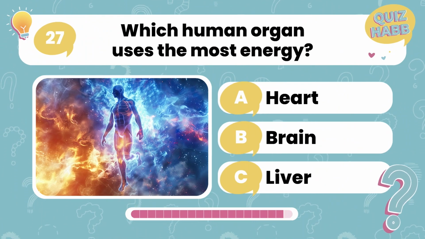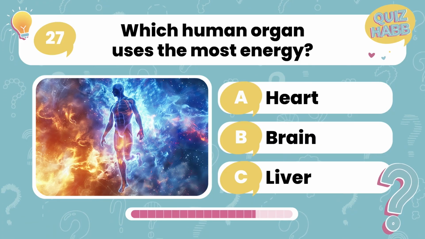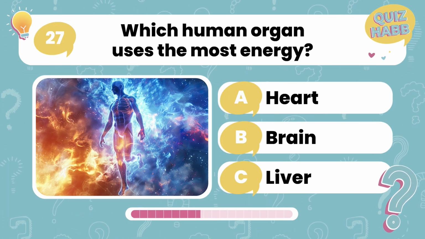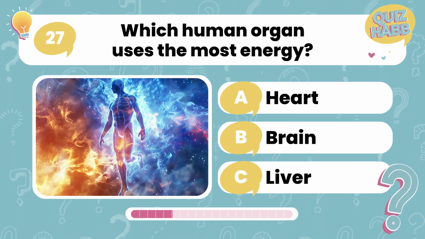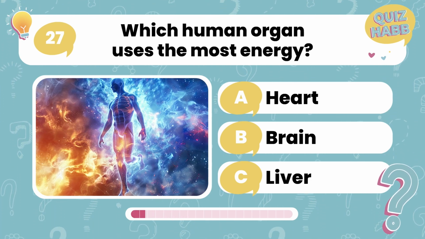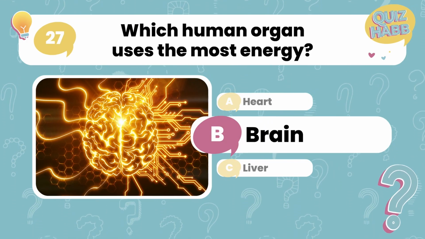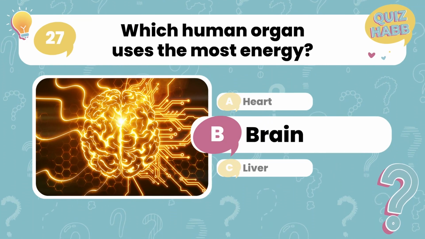Which human organ uses the most energy? A. Heart. B. Brain. C. Liver. Correct answer. Brain. Uses around 20% of the body's total energy.